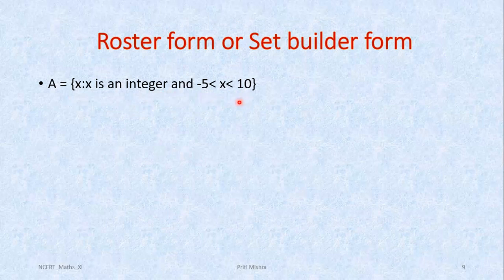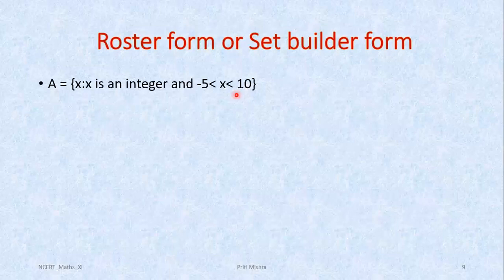If I ask you to write it in roster form, then very easily you can write it. Just write down all the numbers lying between -5 and 10. Means -4, -3, -2, and up to 9. You have to write each and every number there within curly braces.